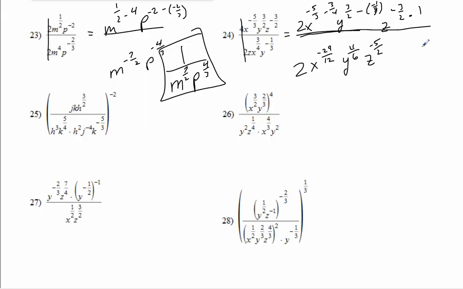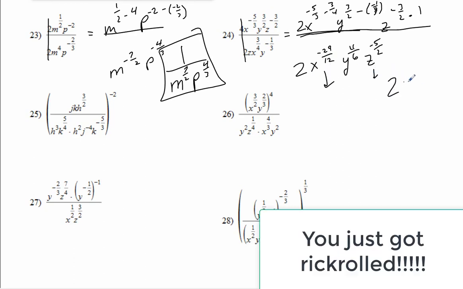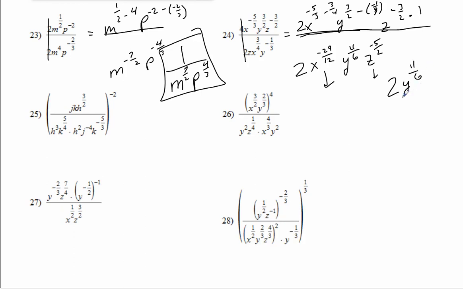So once you do your calculations there, subtraction, this is what you're going to get. Now again, negatives go on the bottom, so x is going to go down, z's got to go down. So here we go. I get 2, then y to the 11/6 power, and then my x's go on the bottom. It's negative 29/12, but because it goes on the bottom, it's positive 29/12. And then z as well. z becomes positive 5/2. There you go. That's your answer for number 24.